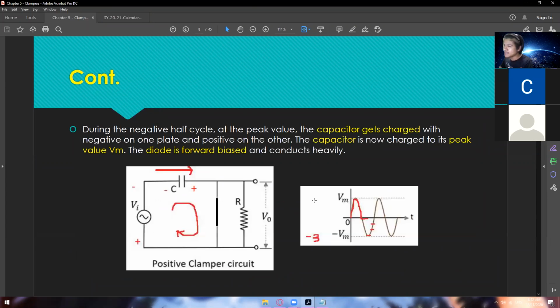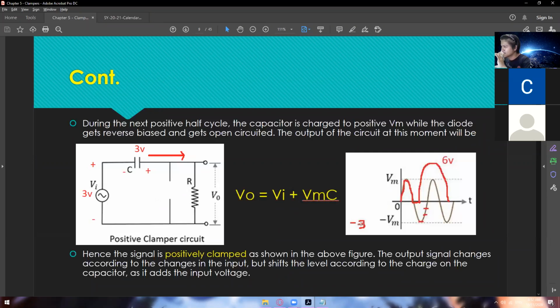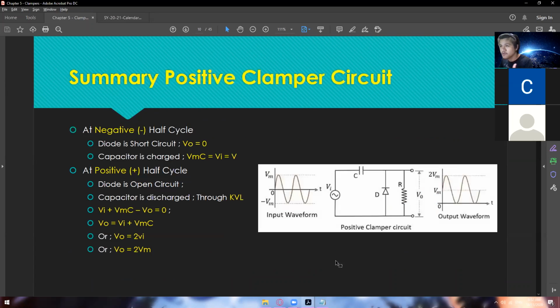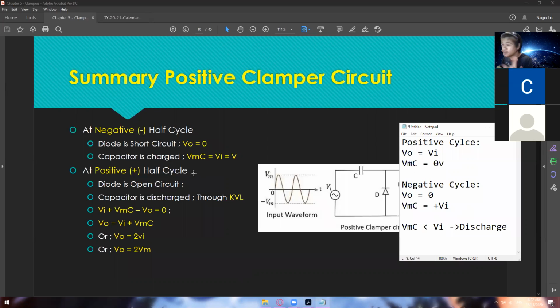Wherein positively clamp, just shift it to the above, or above the ground level, or above the 0. Okay, so we still have a peak to peak of 3 volts. So this is the 3 volts, and then another 3 volts here. So as a result, we have here positive 6 volts. All right. So we have here a summary wherein, if you're going to analyze it, just like what we did before, using the notepad.